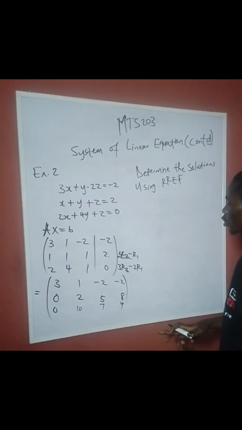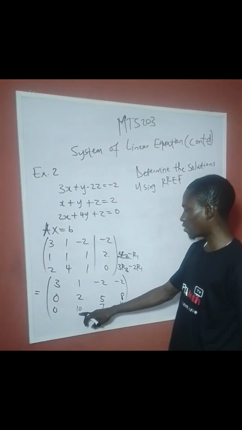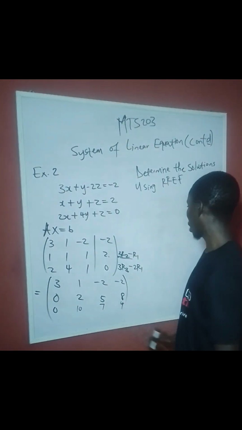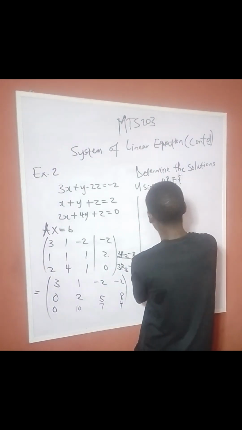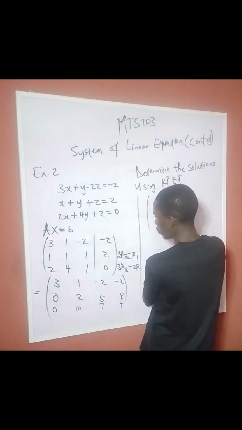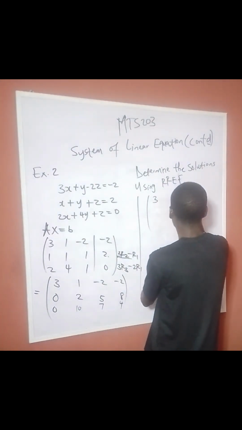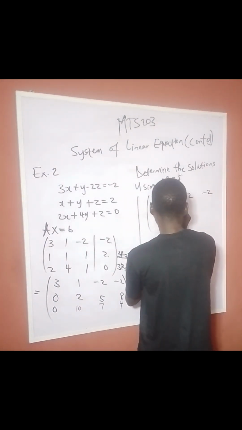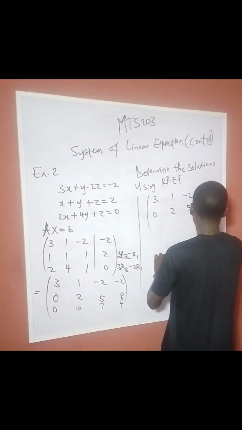So the next thing is just to reduce my 10 here, so that I can have every element below my pivot be 0. For me to reduce this 10, the next thing is to draw my matrix. I have 3, 1, minus 2, minus 2. Am I right? Okay, 0, 2, 5, 8.